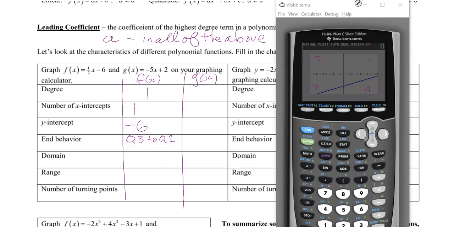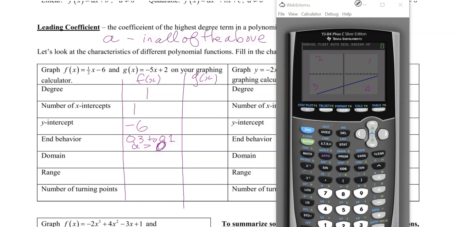It's linear. It's got a positive slope, so we know that. And in here, let's just say a is greater than 0. A is a positive number, so that's when we're going to go Q3 to Q1.